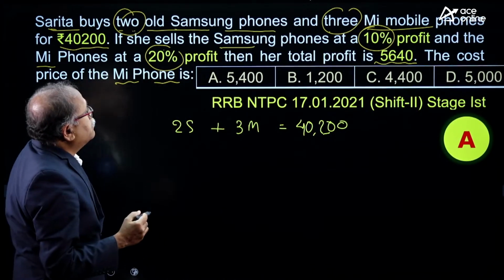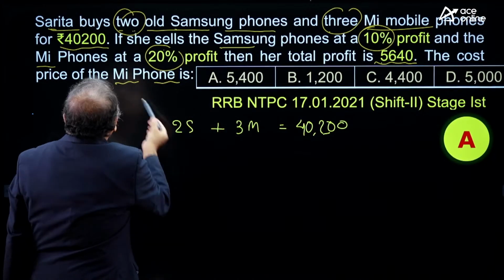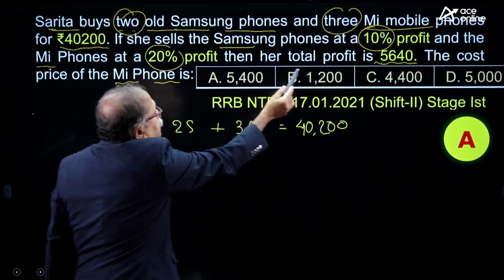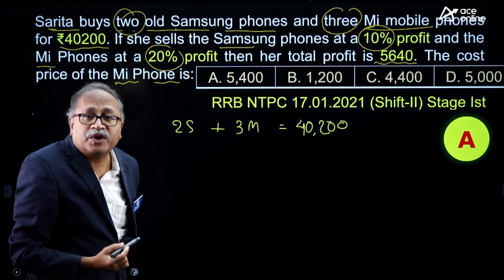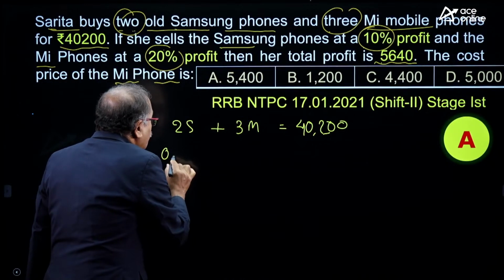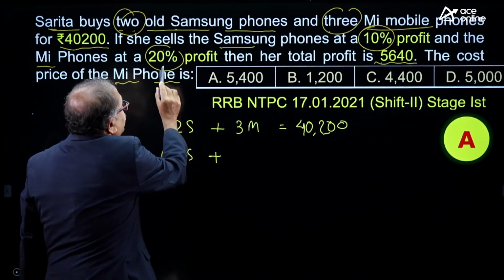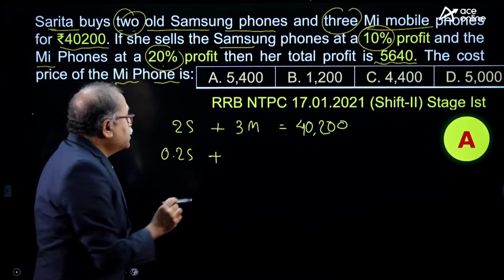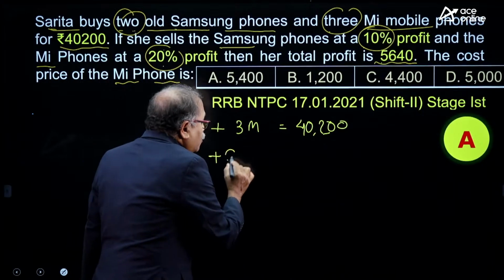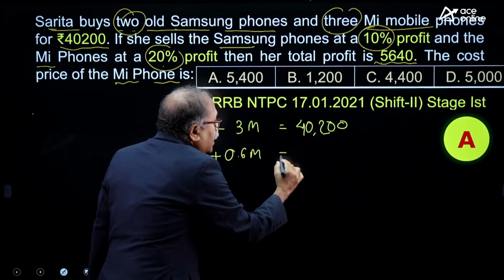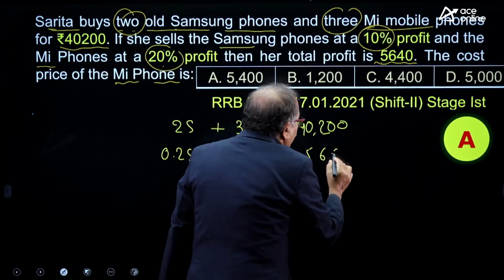And the second one is given, the total profit is given. What is the profit in Samsung phone? In the Samsung phone, 10% profit. What is 10% of 2S? That is 0.2S. So 0.2S plus, in MI phone, what is the profit percentage? 20%. So what is 20% of 3M? That is 0.6M. And this total is given to us as 5640.